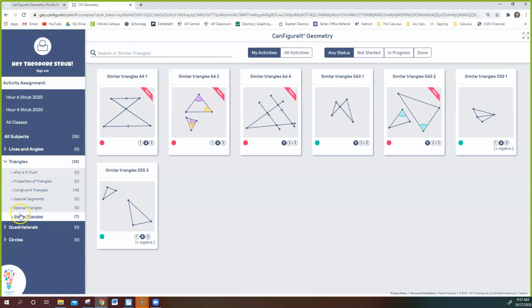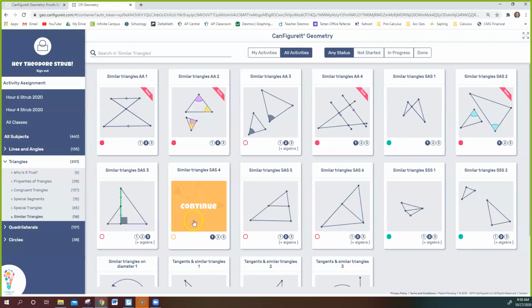If you click on triangles and similar triangles, you can view the ones you've already completed, and you can see the green dots. But you've got 7 that are assigned. Now, I'm going to show you one that you were not assigned yet. And hopefully you're not on Can Figure It yet. Do not try to jump ahead. Just watch this really quick.